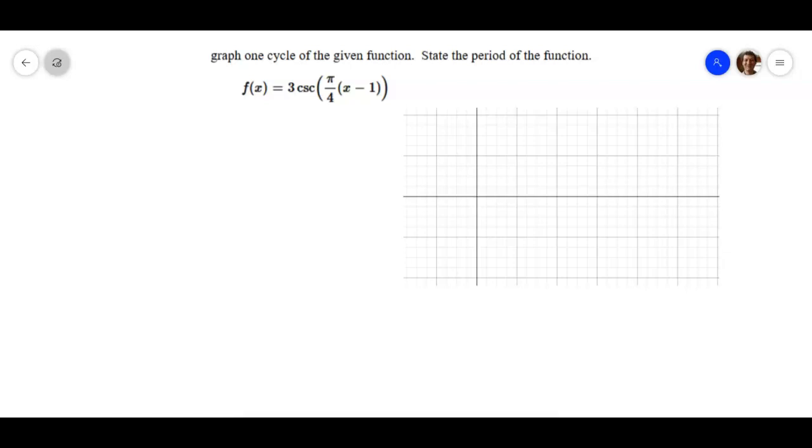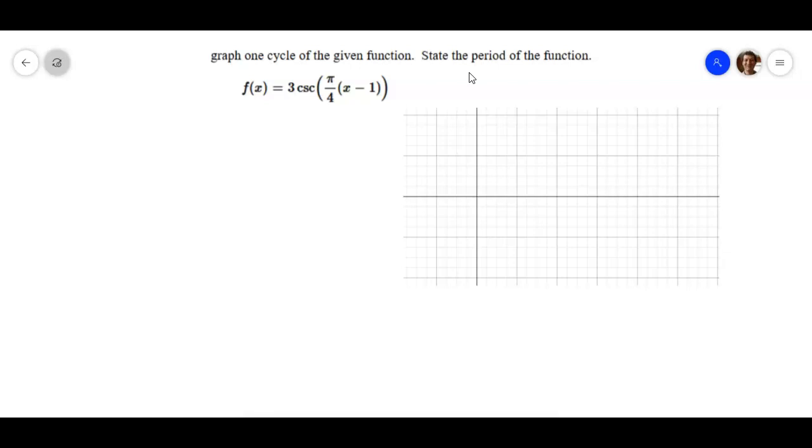We're going to graph a cycle of a cosecant wave. This cosecant wave has a lot of transformations involved. It asks to state the period, but we will also be stating the amplitude, the phase shift, the vertical shift, the period, even the frequency. A lot of other questions could be asked of this.